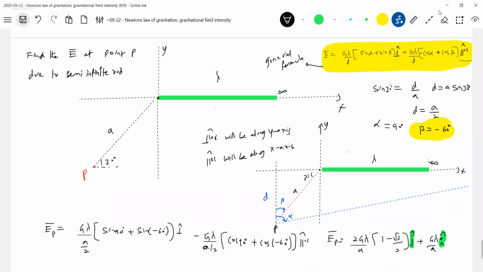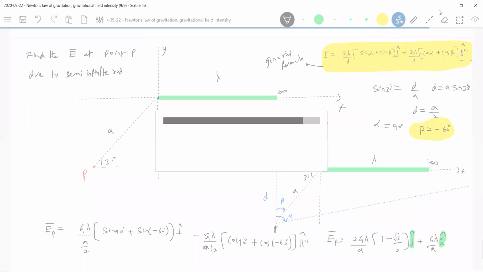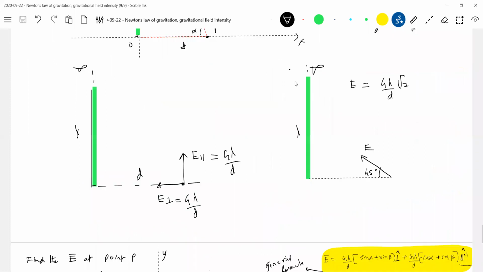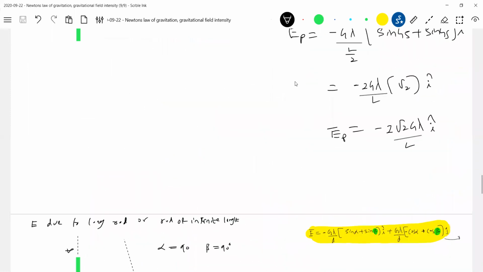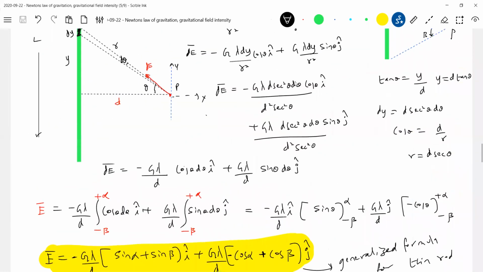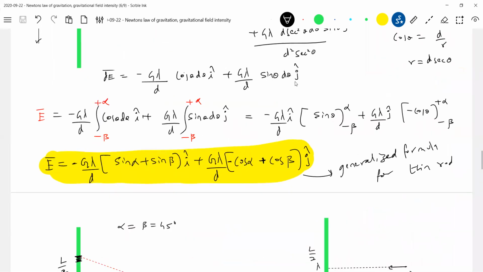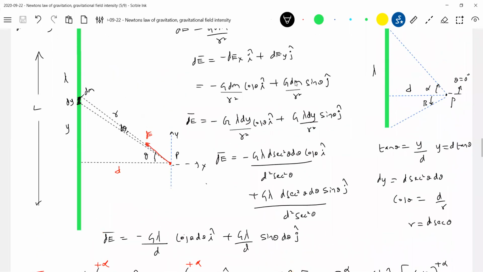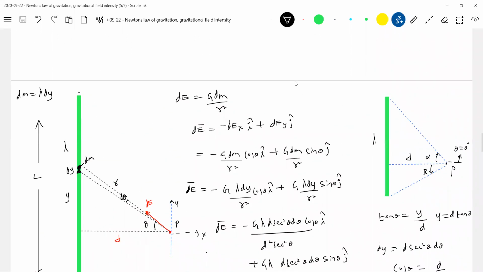I have a doubt, sir. Yes. Sir, before there was minus G lambda by d, no, sir. Why did you remove that minus? That was to show that it was along the negative x-axis. See, don't think mathematically here. The field at this point will have two components, no? dEx and dEy. That's why that minus I cap was brought.